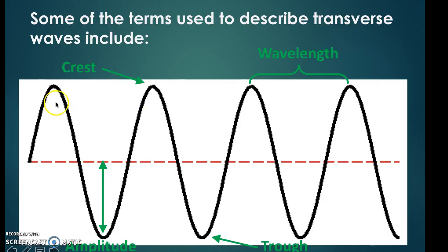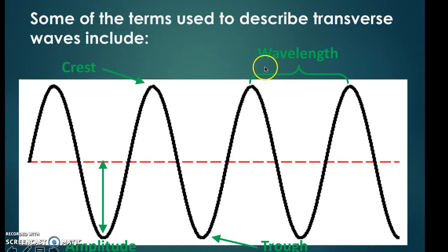So let's go ahead and look at the transverse wave here. We have amplitude, or the height of the wave, the distance away it is from this equilibrium position. So this represents equilibrium right here. This distance away is the amplitude. We call these peaks up here the crests, and we call these low points down here the troughs. Then the distance between two crests is one wavelength.